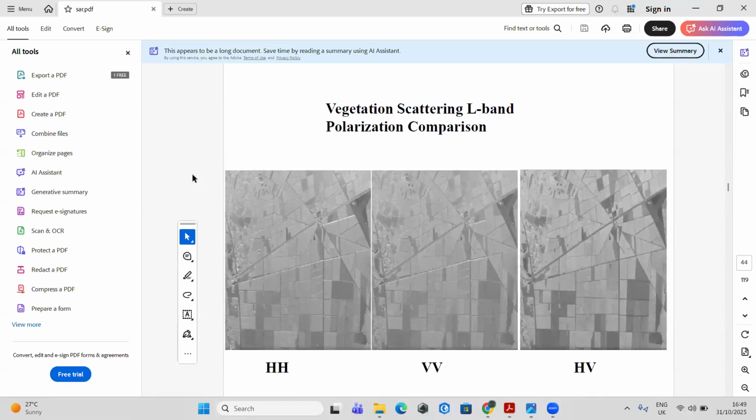The signal strength in TerraSAR is so good that it produces really very high resolution imagery. Whereas Sentinel is, I would say, nothing as compared to TerraSAR.